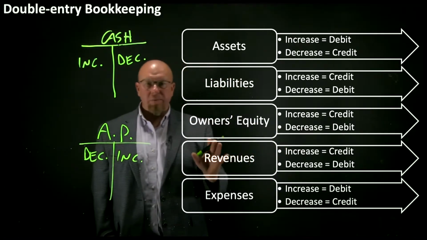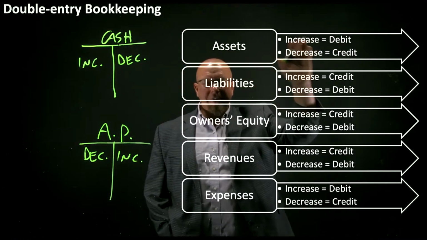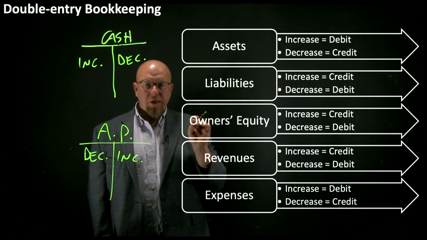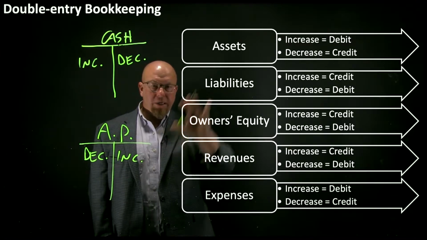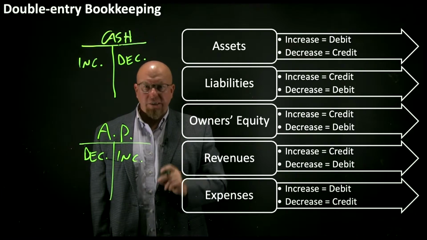The easiest way to remember it is to just memorize what happens to cash, and you know that cash is an asset. If you can memorize what happens to cash, you can take these rules and apply them to any other one of these categories, and we'll see that in just a second.